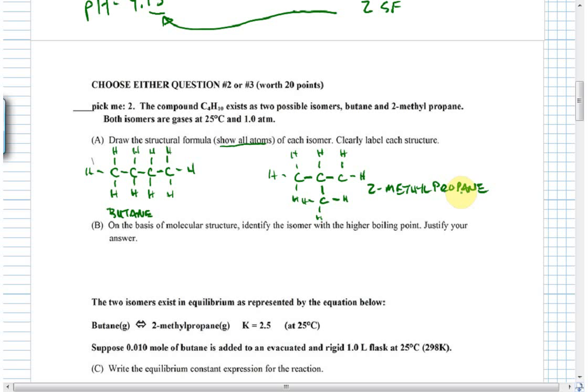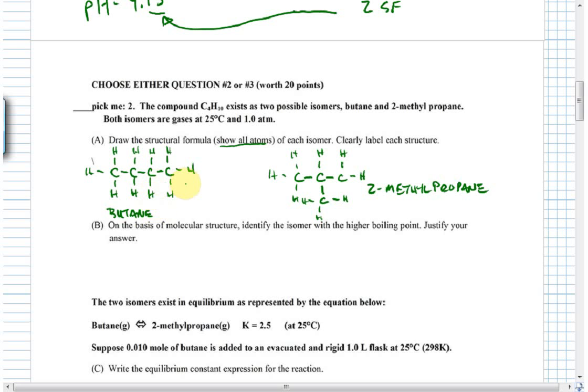Question now asks which one has the higher boiling point. The one with the higher boiling point is going to be the one with the stronger London dispersion forces. They both have the same molar mass. So at first we'd say they both have the same London dispersion force. It ends up that because of the elongated structure of butane, the butane molecules can get closer to each other. And the closer the molecules can get to each other, the stronger their London dispersion force.